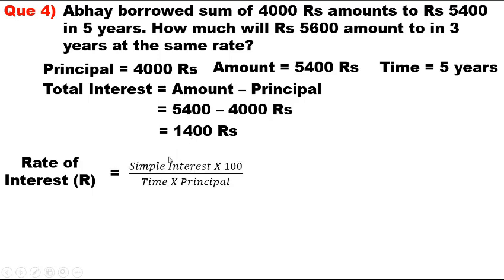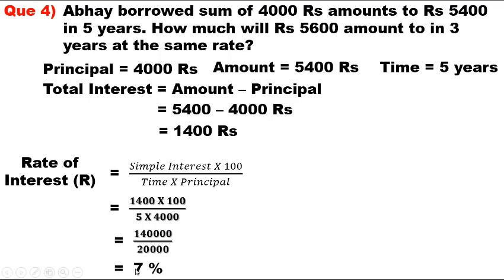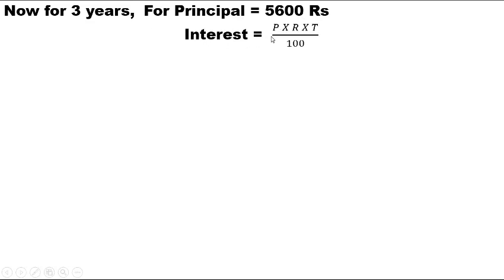Rate of interest is equal to simple interest into 100 divided by time into principal. 1400 into 100 divided by 5 into 4000. 1,40,000 divided by 20,000 is equal to 7%. Now for 3 years, for principal 5600 rupees, interest is equal to P into R into T divided by 100.